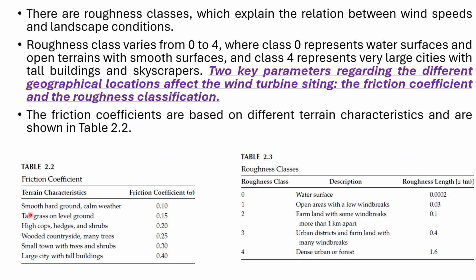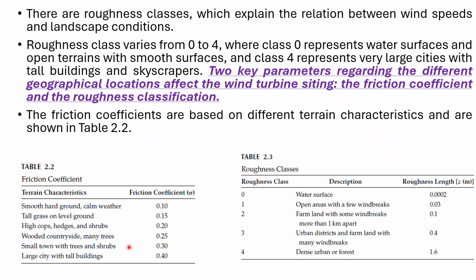So when the terrain is smooth, hard ground, calm weather, then the friction coefficient is 0.1. Whereas when it is a large city with tall buildings, then the friction coefficient is 0.4. Whereas if it is tall grass or level ground, it is 0.15, and where high copse, hedges and shrubs are there, then that particular terrain will have a friction coefficient of 0.2.